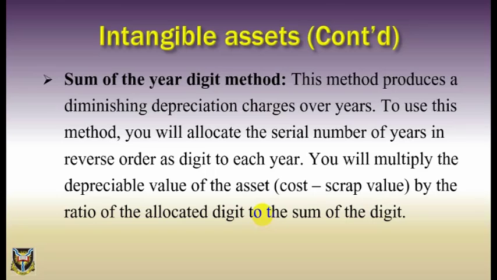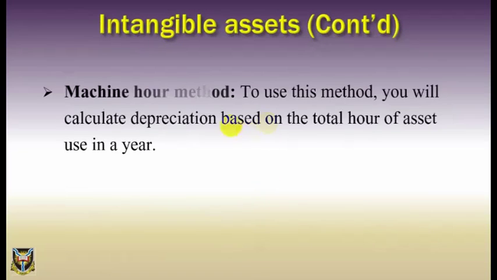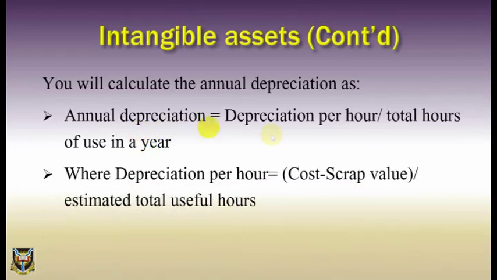4. Machine hour method. To use this method, you will calculate depreciation based on the total hours the asset is used in a year. You will calculate the annual depreciation as: annual depreciation is equal to depreciation per hour times total hours of use in a year, where depreciation per hour is equal to cost minus scrap value over estimated total useful hours.